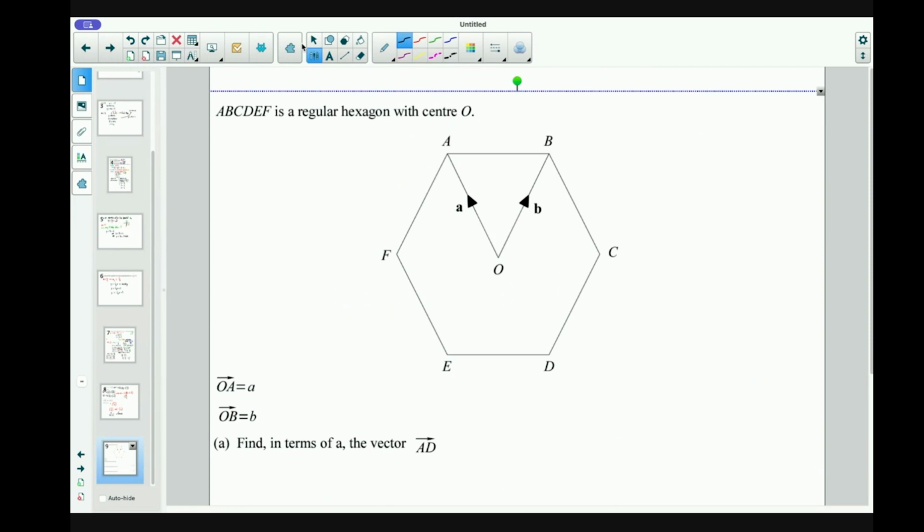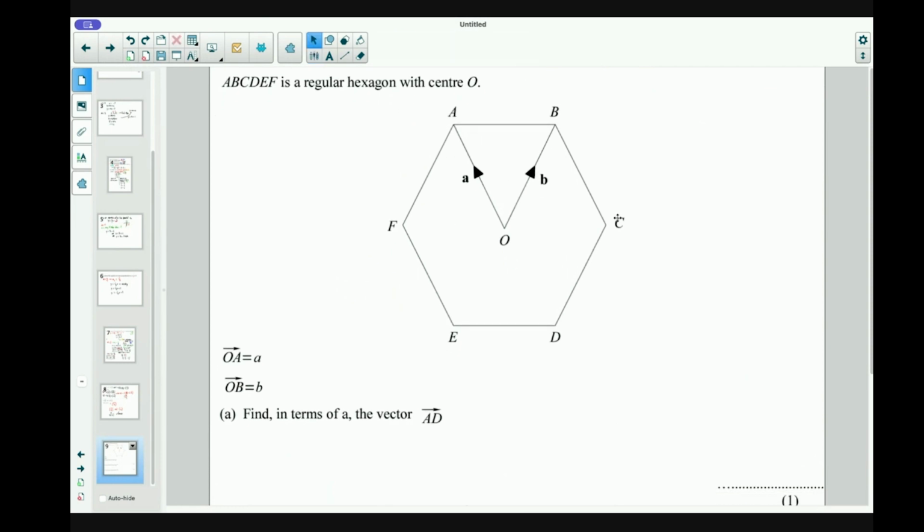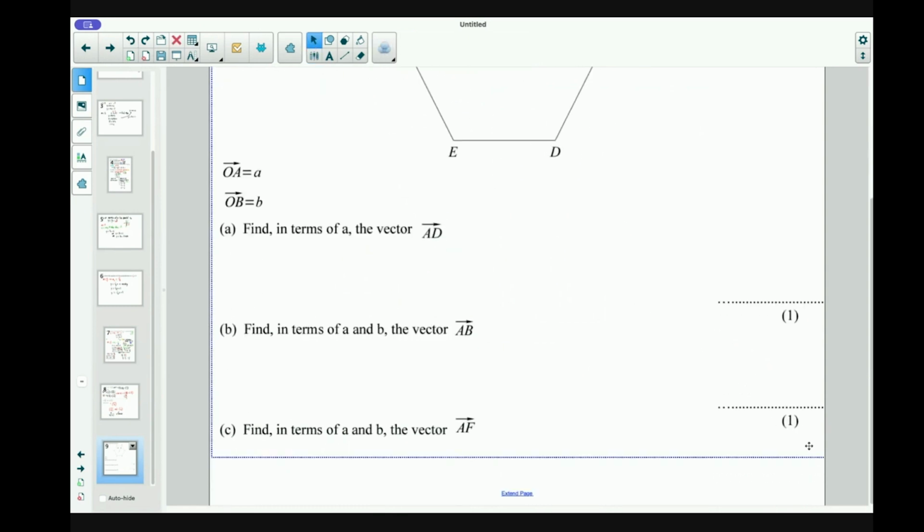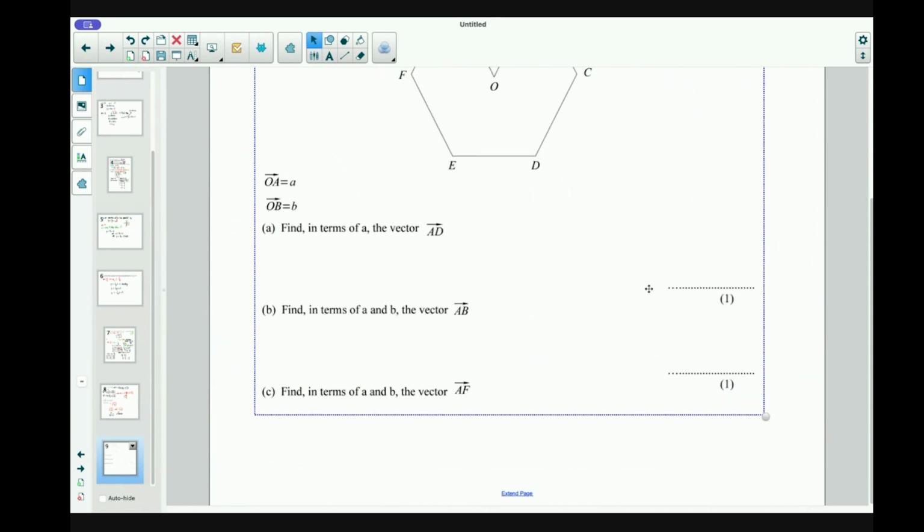All right. So we have A, B, C, D, E, F, some sort of regular hexagon with center O. If you don't know what a regular polygon is, in this case a regular hexagon, it just means that all of your side lengths are going to be the same, and all of your interior angles are going to be the same. So no funky shaped hexagons. I'll give you a second there to make a quick little sketch of that. Let me adjust this so we see the full question.